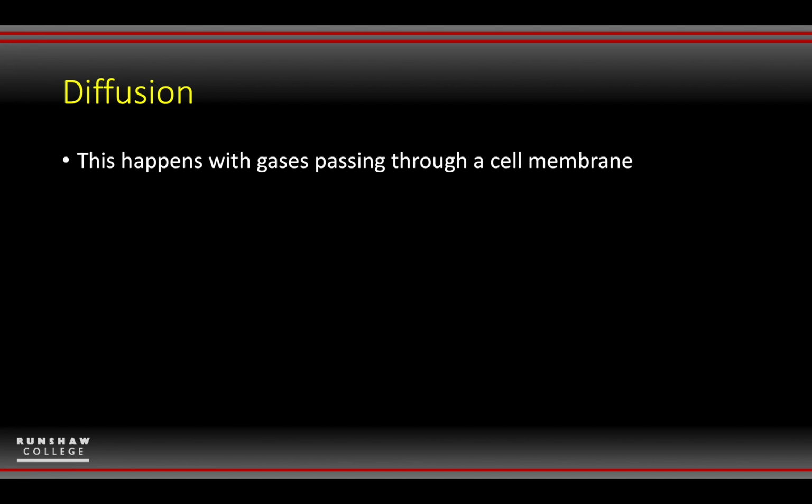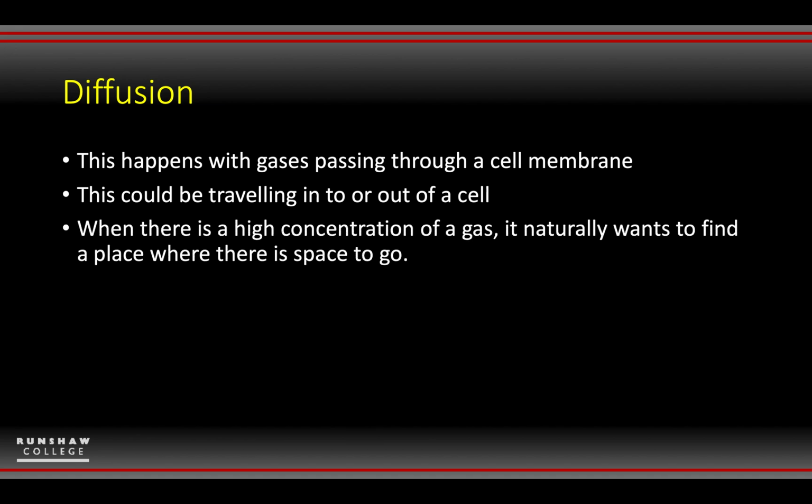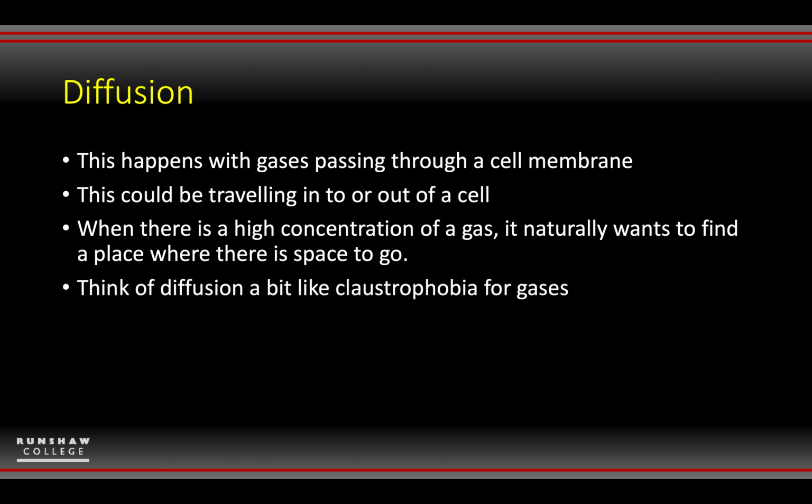So diffusion, we need to pass through a cell membrane, and this can happen whether it's going into or out of a cell. And as mentioned, it's a law of its own. So gases will naturally go from a high concentrated level to a low concentrated level. So there's more space for it to breathe and move about.